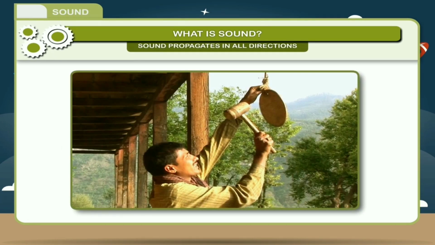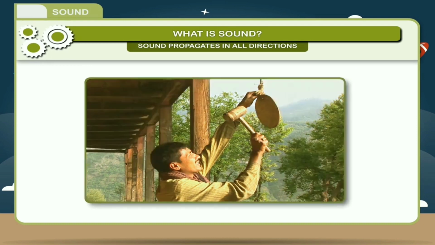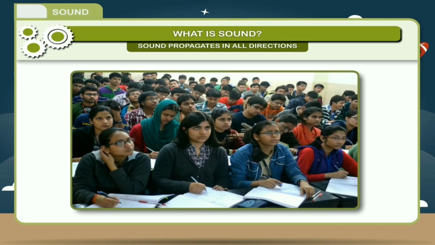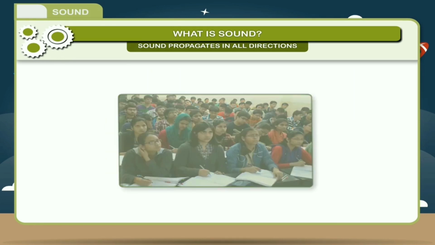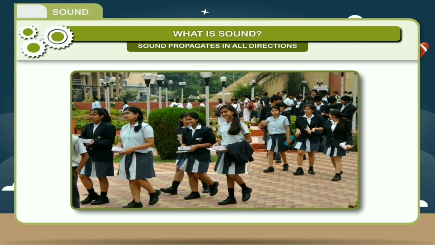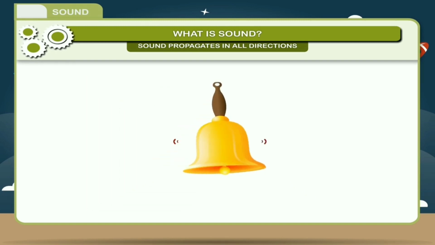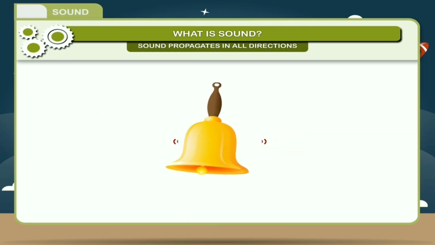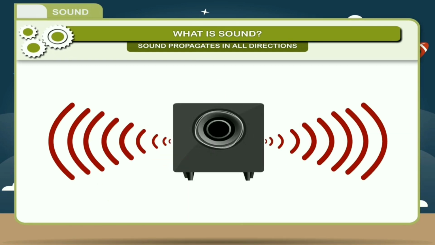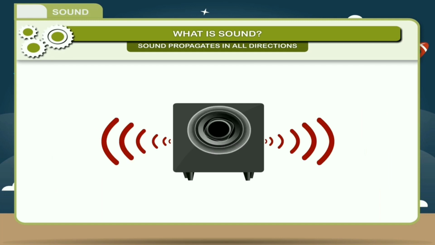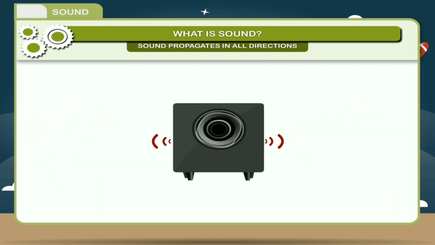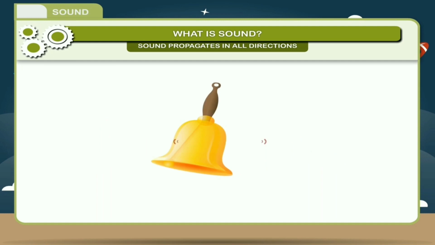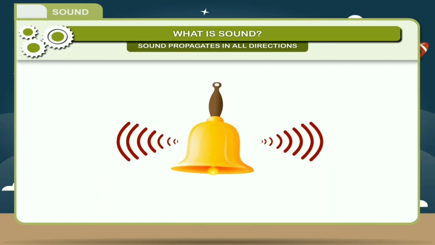In the morning, when the school bell rings, it is heard by all the students, although they are not present in the same place and they are in different places. It means sound travels in all directions. Its loudness depends upon the distance from source to observer. The louder the sound, the greater is the distance covered by it.